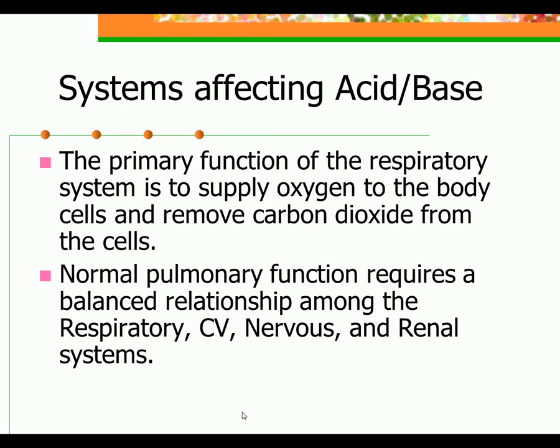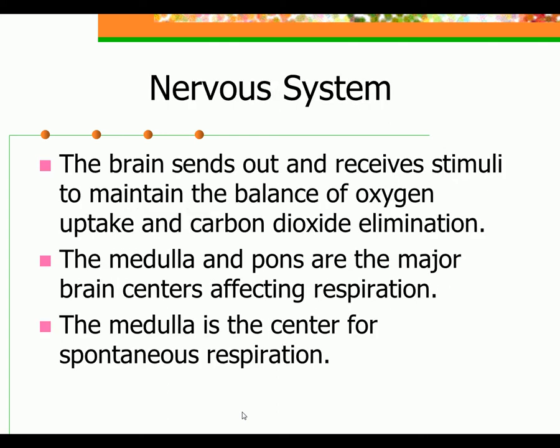Systems affecting acid-base. The primary function of the respiratory system is to supply oxygen to the body cells and to remove carbon dioxide from the cells. Normal pulmonary function requires a balanced relationship among the respiratory, cardiovascular, nervous, and renal systems. All 4 have to be intact and working properly.